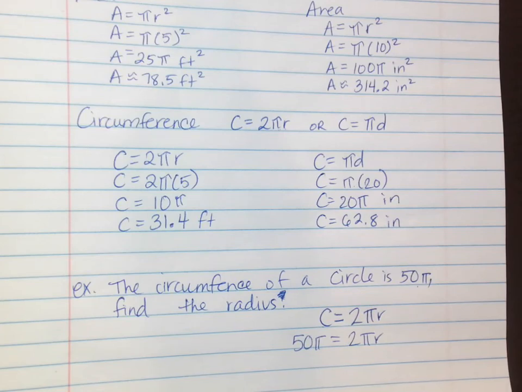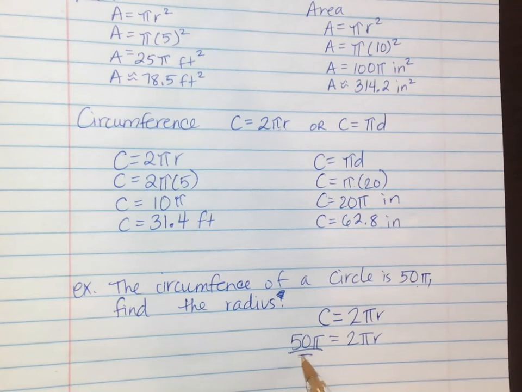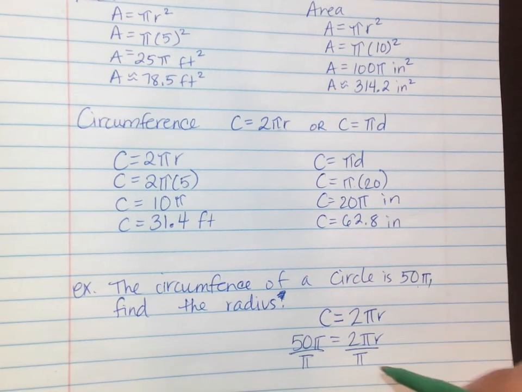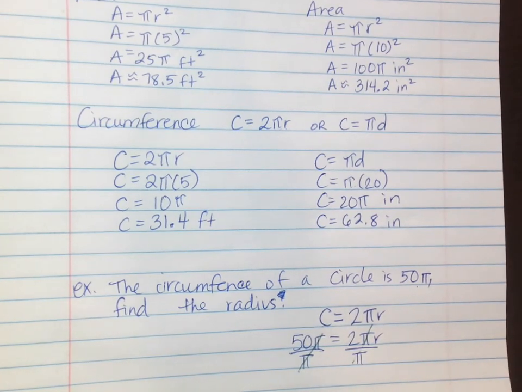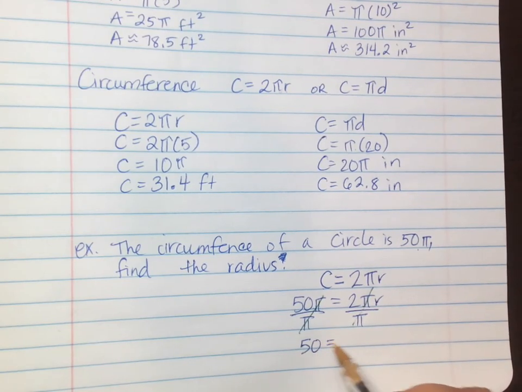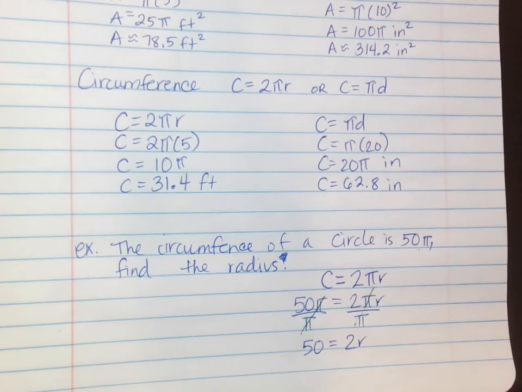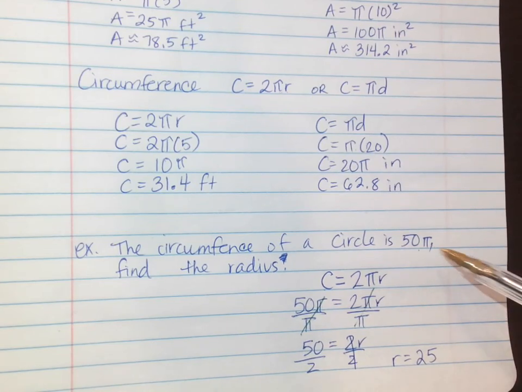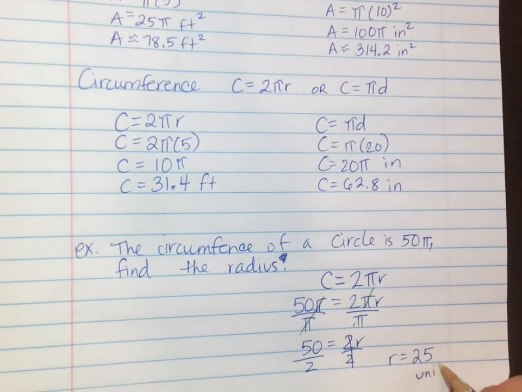Now all I have to do is solve. Well, I see pi on both sides, so I'm going to divide by pi. So this pi cancels, and that pi cancels. We're left with 50 equals 2 radius. I'm going to divide by 2. So my radius was 25, and it doesn't tell us what the units were. We don't know if they're feet or inches. We're just going to write units.